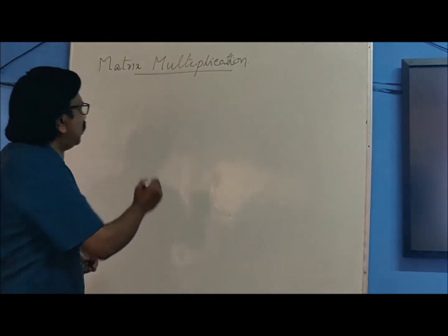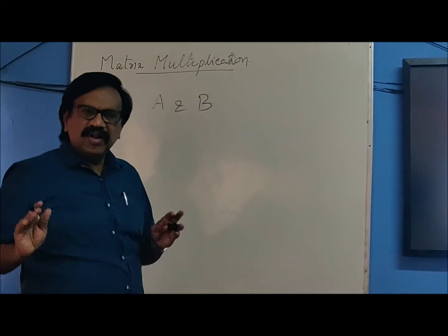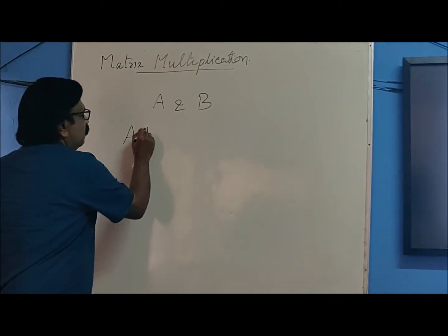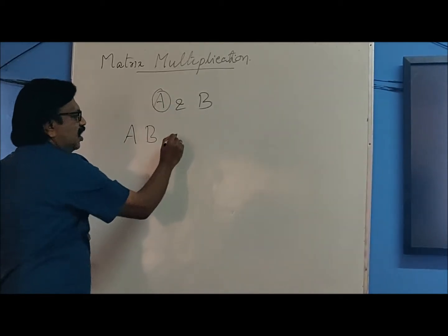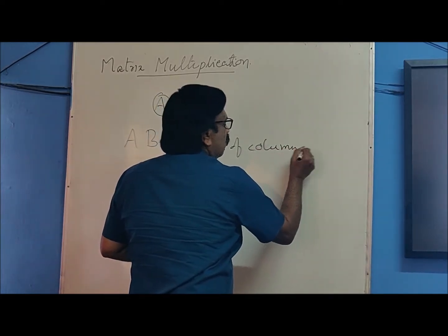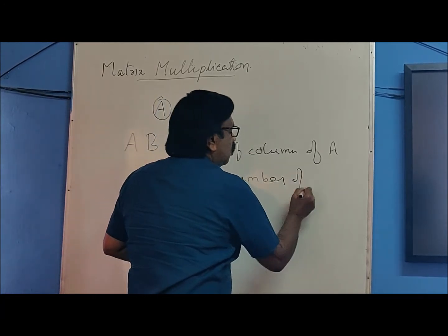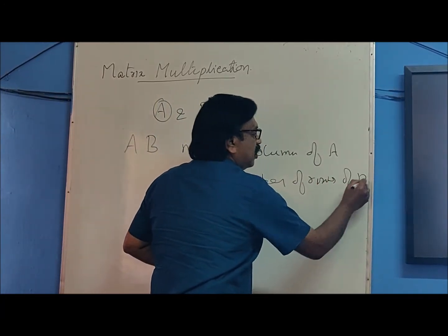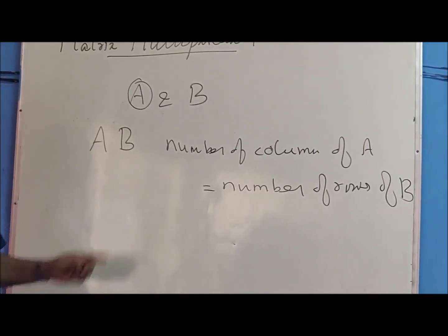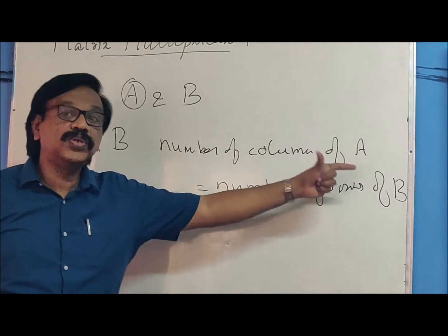Suppose A and B are two matrices. Then we can define the product AB only if the number of columns of A must be equal to the number of rows of B. Very important. We can multiply two matrices only if the number of columns of A is equal to the number of rows of B.